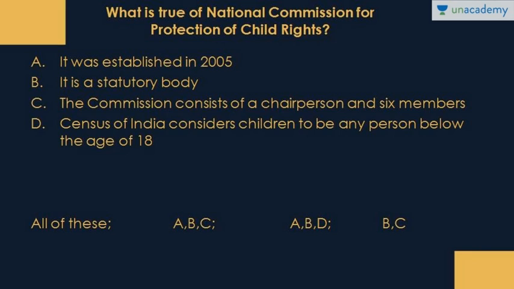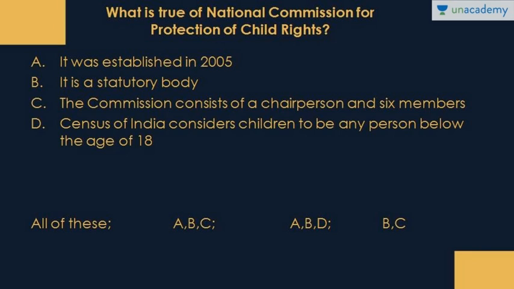Next. What is true of National Commission for Protection of Child Rights? A. It was established in 2005. B. It's a statutory body. C. The commission consists of a chairperson and 6 members. D. Census of India considers children to be any person below the age of 18.